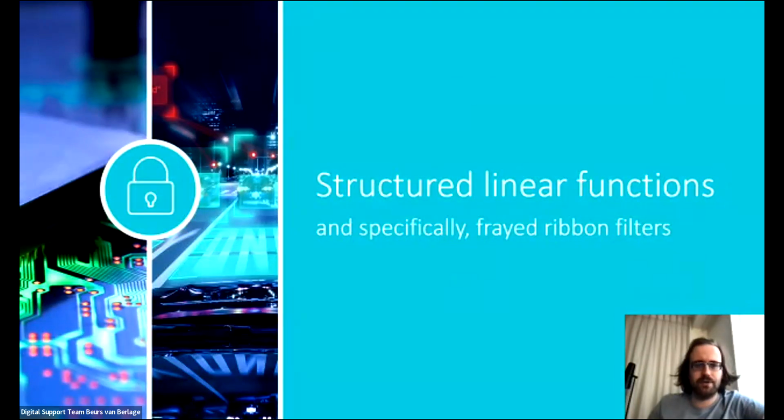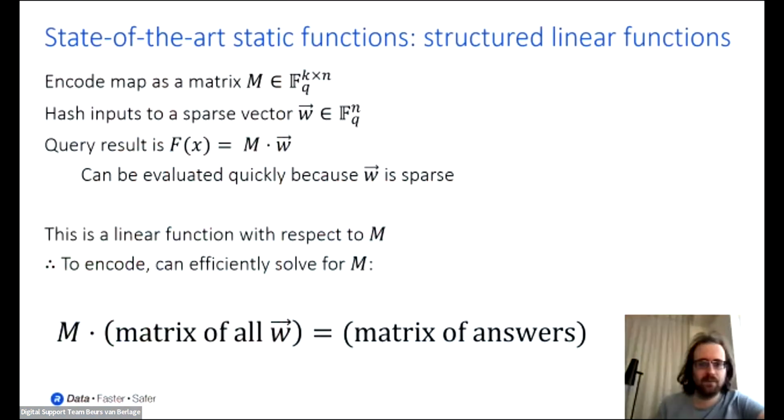In data structures research, this is called a static function, and to the best of my knowledge, the state of the art in this area is what I will call structured linear functions. So here's how a structured linear function works. The idea is to encode the function as a hash function, doesn't even have to be a cryptographic hash function, and as a matrix M over some field.